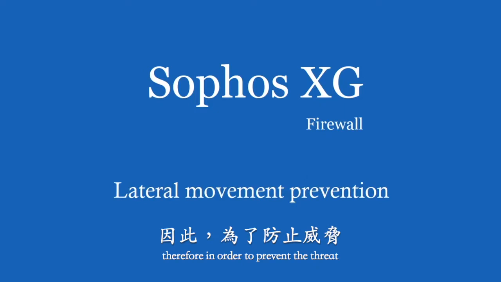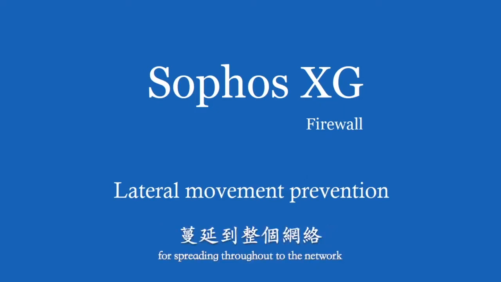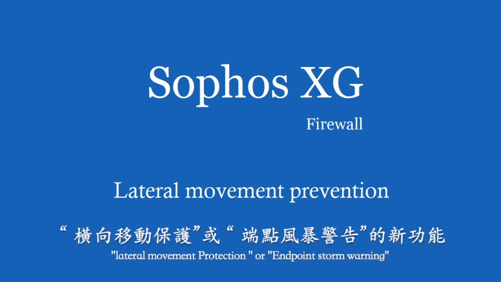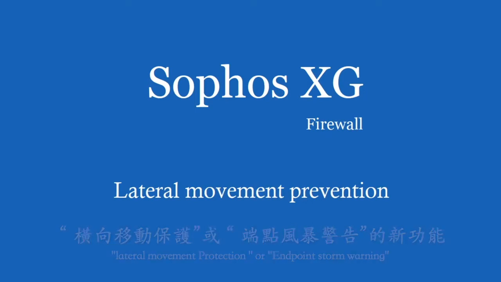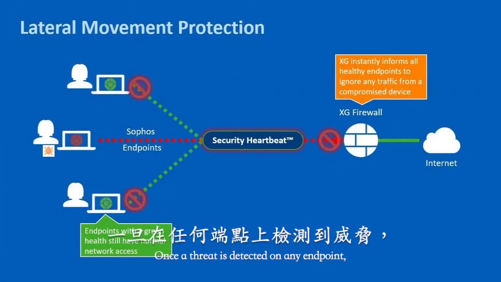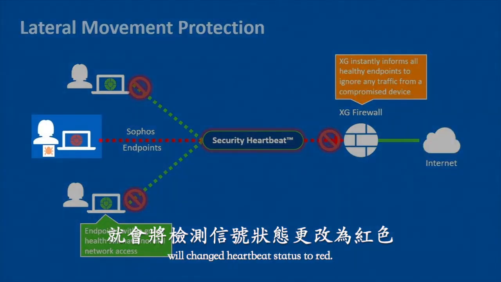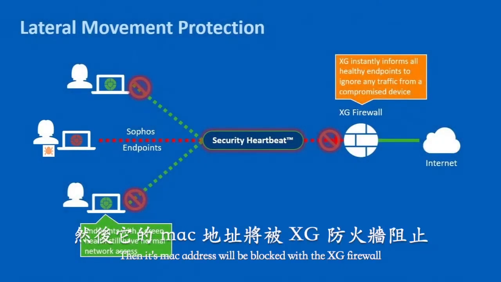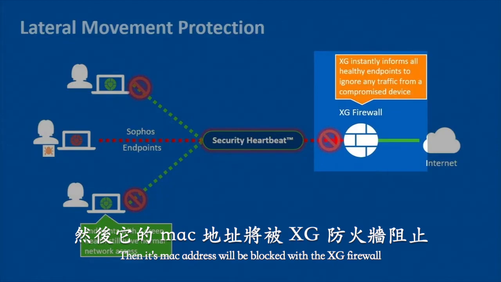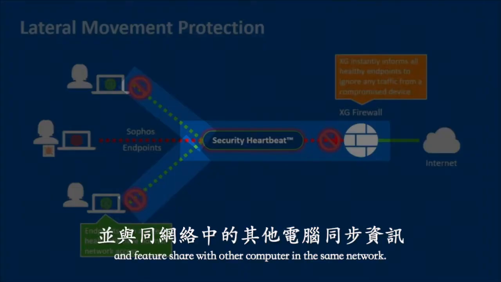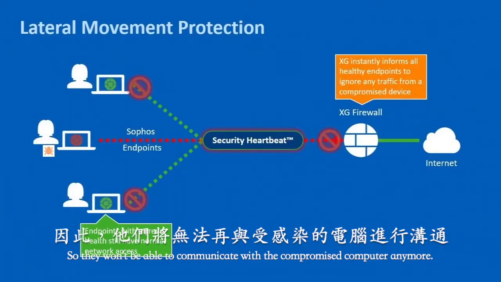Therefore, in order to prevent the threat from spreading further throughout the network, we have come up with a new feature called lateral movement protection, or endpoint stonewalling. Once a threat is detected on any endpoint, the Sophos endpoint software installed on the computer will change its heartbeat status to red. Then, its MAC address will be blacklisted by the XG firewall and further shared with other computers in the same network so that they won't be able to communicate with the compromised computer anymore.